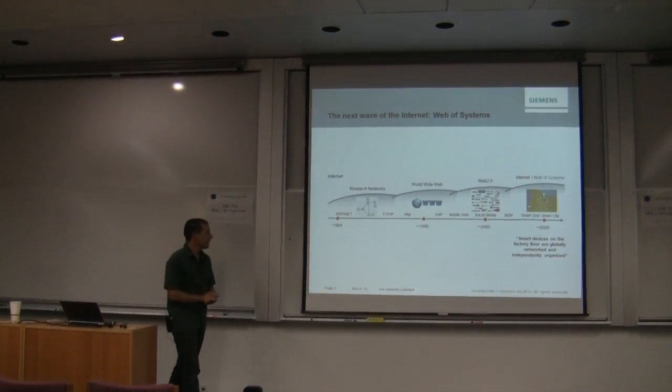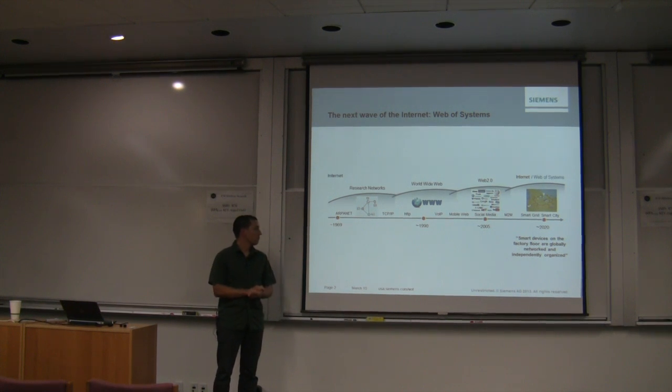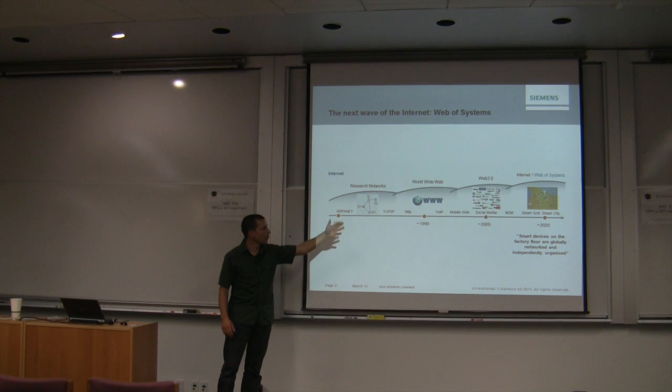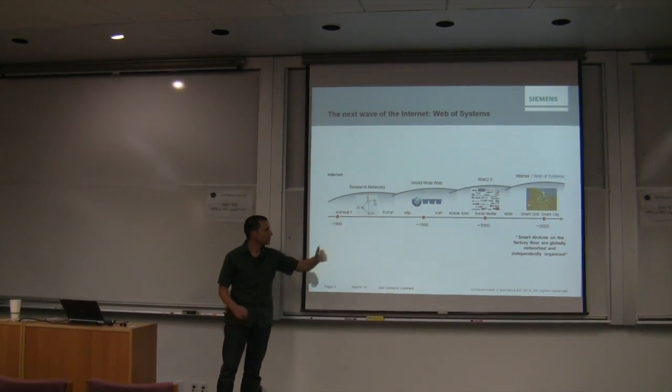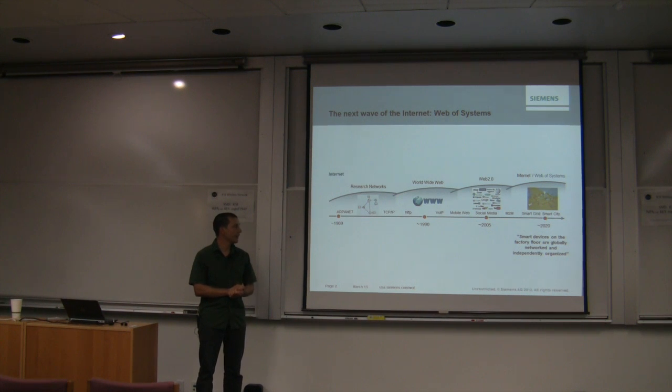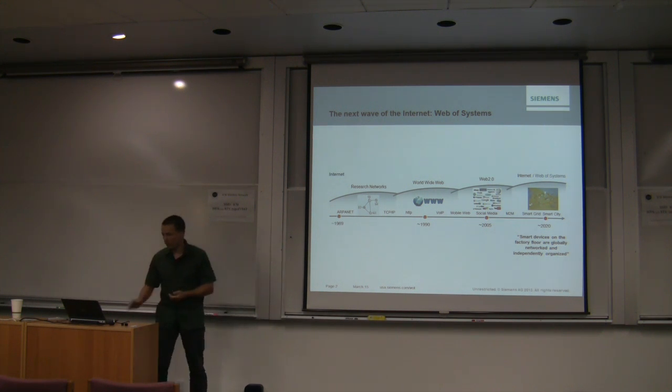The web of systems we see as a development which grew out of the internet, the World Wide Web, and Web 2.0, and then suddenly in the space of devices that can get connected to each other based on web technologies and have the capability of connecting the real world, the physical world.